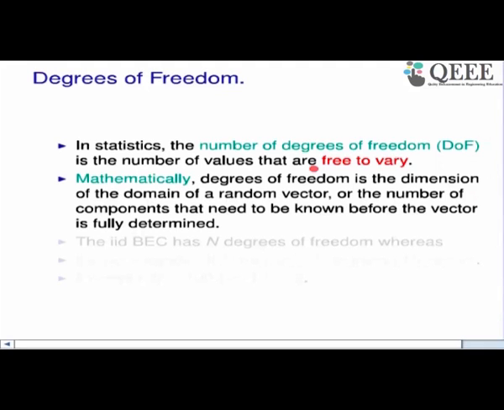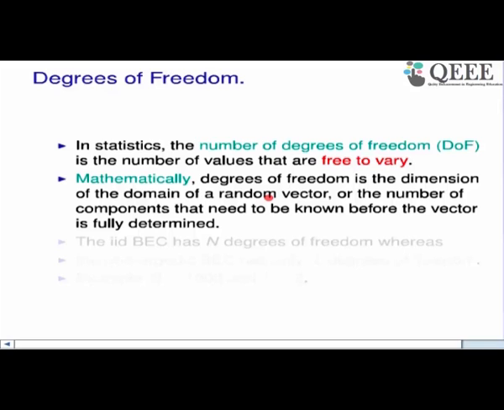For example, if you have a random vector, remember from your linear algebra class, or from your linear system solution, sometimes you have one solution, sometimes no solution, sometimes multiple solutions. The multiple solutions are parameterized by free variables. Remember that you have done even in 10th class: solution of a system of linear equations.